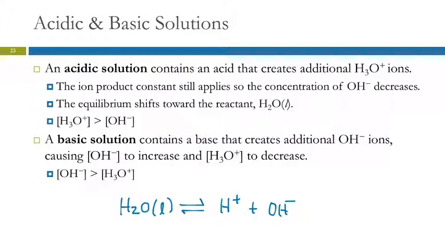So you add acid to the solution, and you have a solution where your hydronium ion concentration is now greater than your hydroxide ion concentration. A basic solution, you've got a base that creates additional hydroxide ions. So essentially you're adding hydroxide ions. That also causes the reaction to shift to the left, reducing the hydrogen ion concentration. And so in a basic solution, your hydroxide ion concentration is greater than your hydronium ion concentration. But they are still related by the equilibrium constant, 10 to the minus 14.